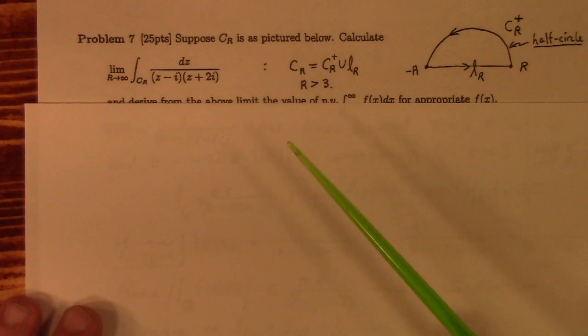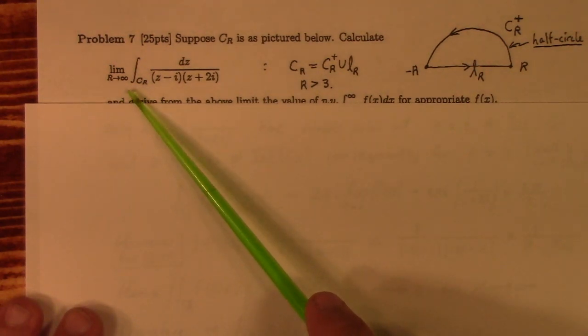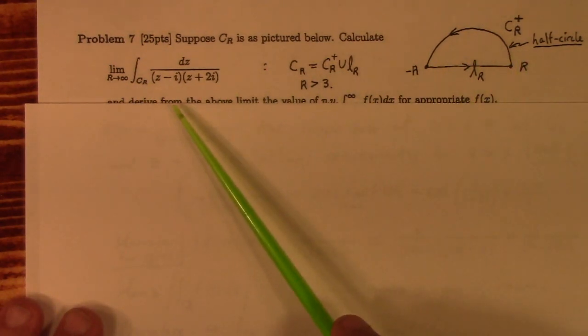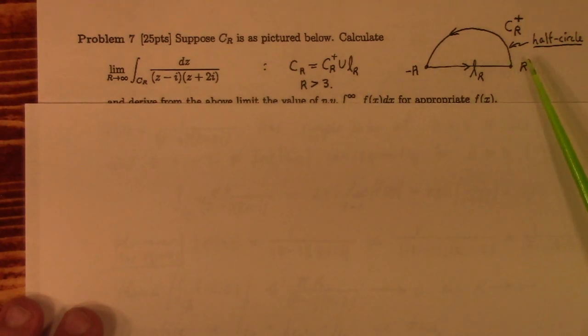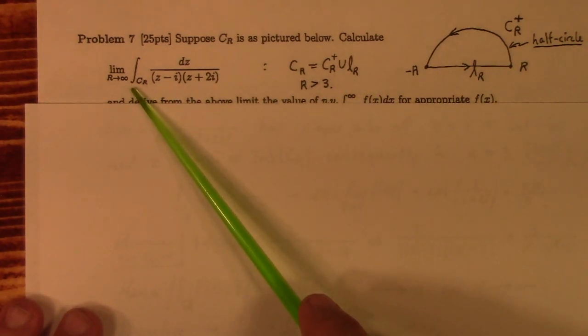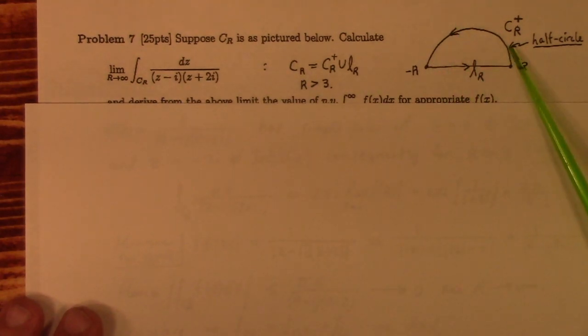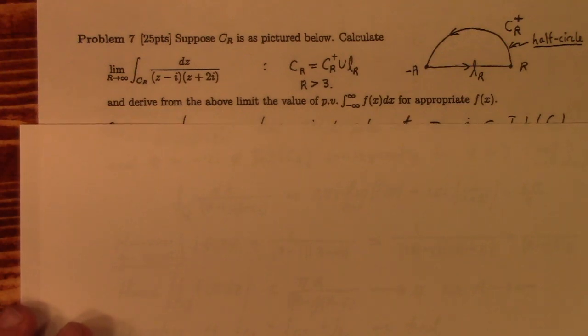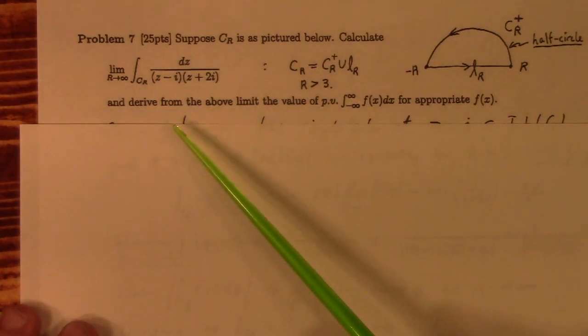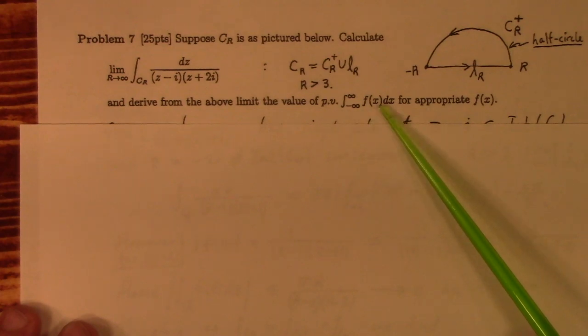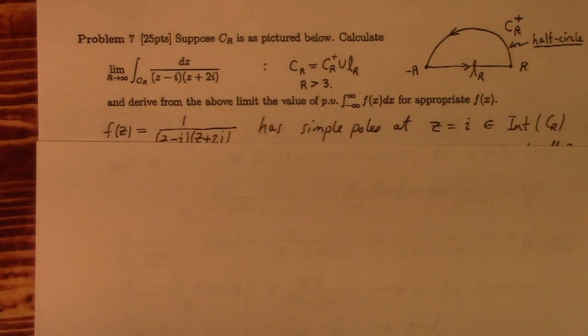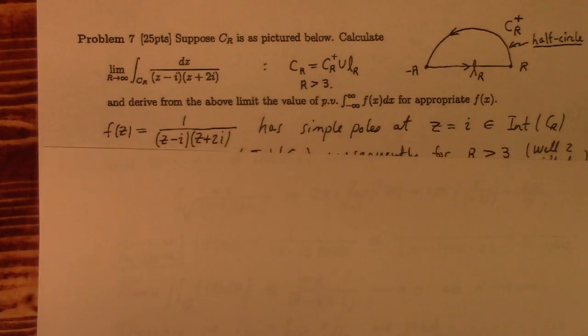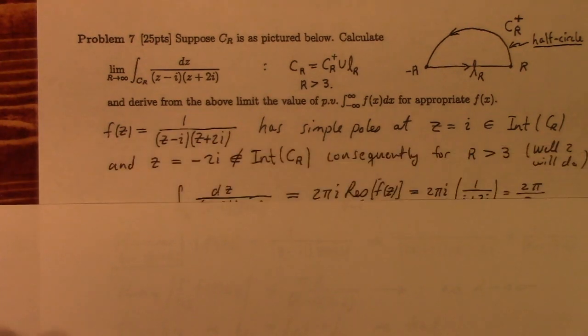But here, we're supposed to calculate the limit as r goes to infinity of C_R. Oh, this is kind of sneaky. So I've asked us to calculate the limit as r goes to infinity of the upper half circle. Now, we know that that's going to 0. I think it goes to 0. And then I said calculate and derive from the limit above the principal value of the integral of f of x dx for appropriate f of x. Oh, this is a very vaguely written question, but I like it. I guess I like it.